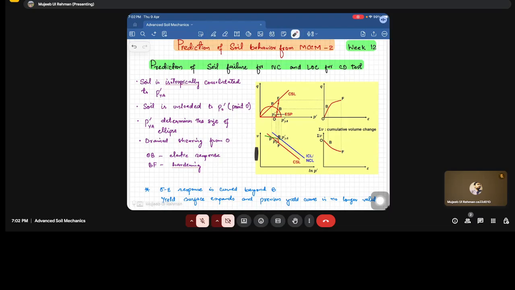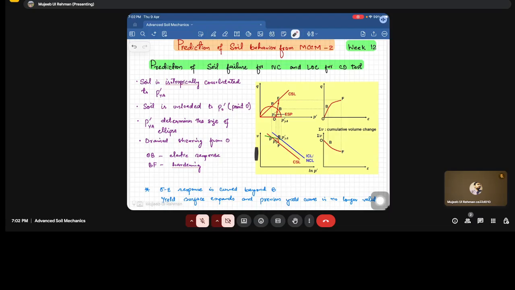So we'll be discussing the NC and LOC for the drained test. As I told you, we have soil which is isotropically consolidated to a stress of p'a, and from here we have unloaded it to point O, and at this stress, that is p'o, we have started the drained test. Fine. So now we know that if it is a drained test, the TSP and ESP will be similar, and it will follow a slope of 3.